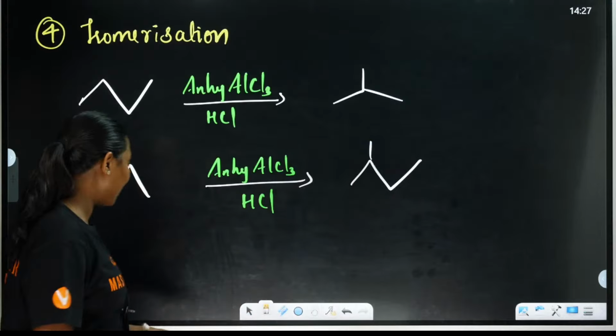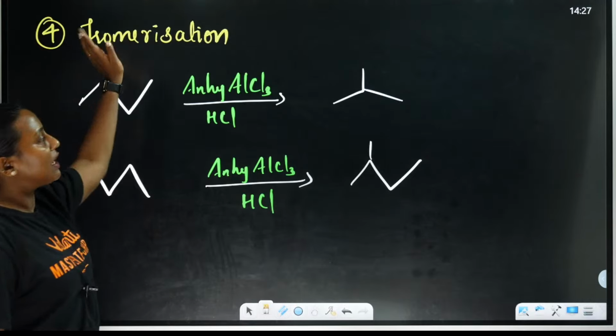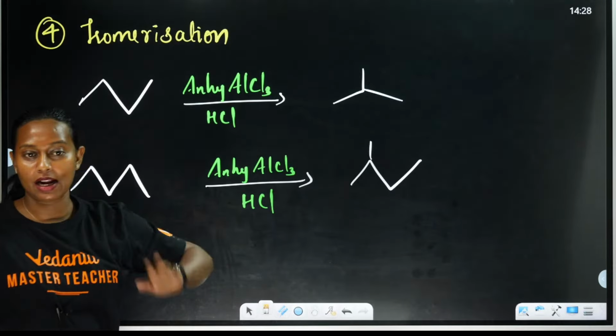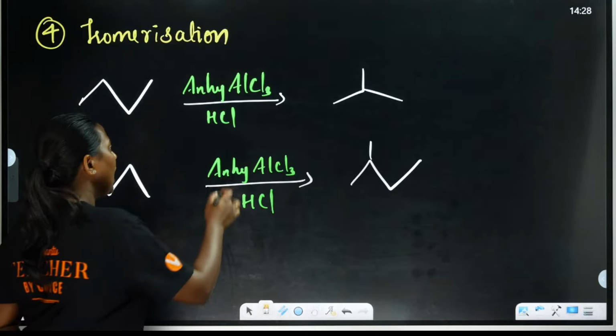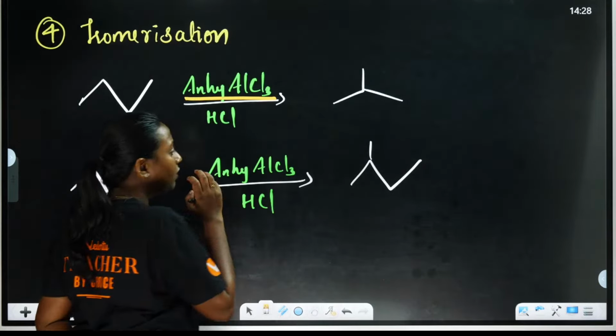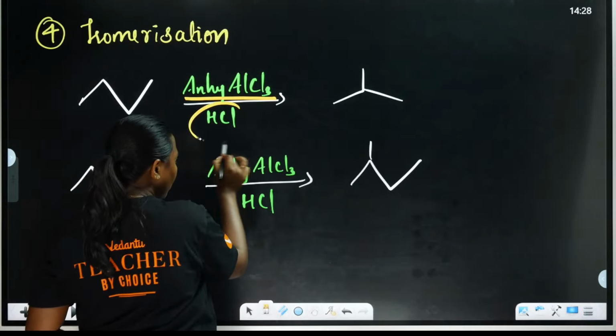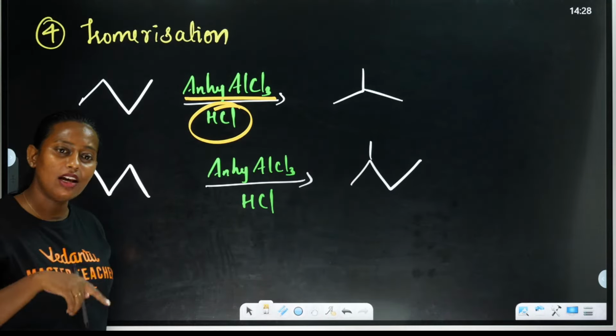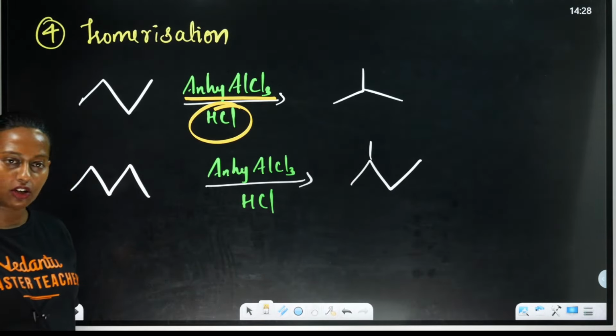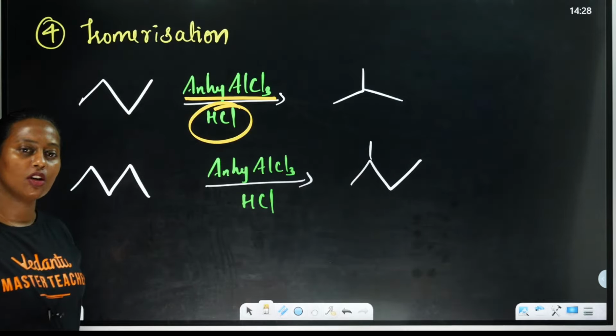Okay, next we are discussing isomerization. Isomerization means when a chain is treated in the presence of anhydrous aluminum chloride and HCl, branches form in the chain.